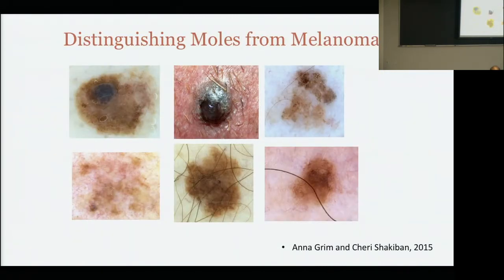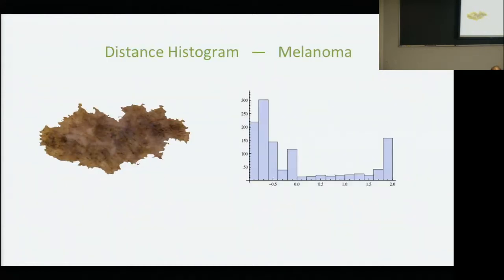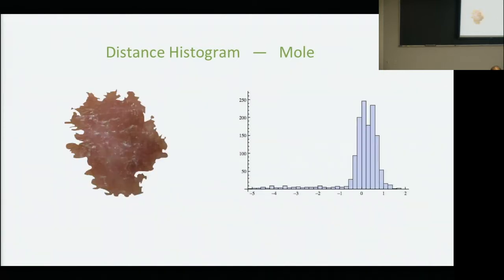This is some work that my wife Cherry Shackelman did with a former undergrad. She's now a graduate student at Brown, and they used these distance histograms in trying to see if they could distinguish moles from melanomas based on the outlines. So there's a typical distance histogram of a melanoma. There's one of a mole.